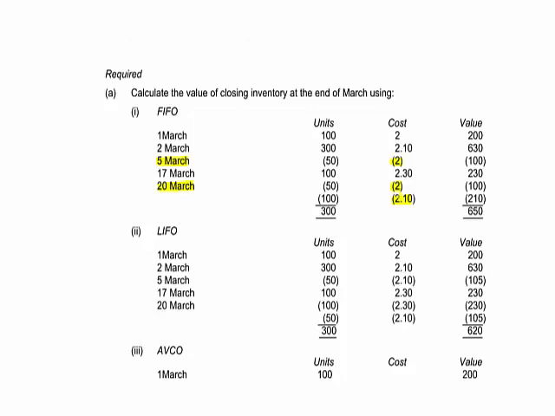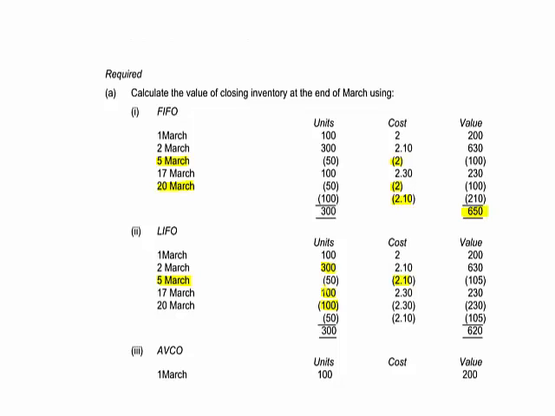So that gives us a closing inventory valuation of 650. Using LIFO though, we are assuming that those sold on the 5th of March were those purchased most recently, so they've got a higher cost per unit. And again, when we look at the sales on the 20th of March, the first 100 sold will be those purchased most recently on the 17th of March, and the other 50 will come in at 210. Those will be those that we purchased on the 2nd.